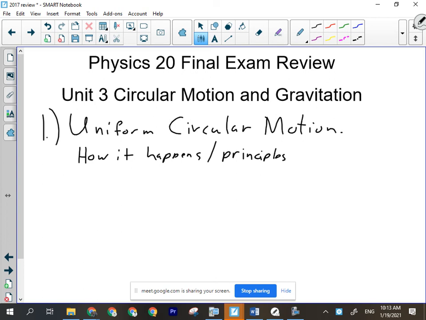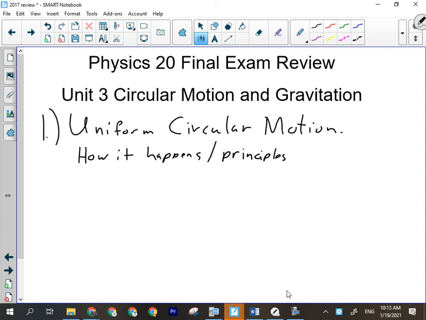So how it happens, the principles of it. Like I said, it's uniform accelerated motion. There's a force that's acting towards the center. That's what causes it to constantly change velocity. However, it is traveling at a constant speed. Even though it is accelerating, it is traveling at a constant speed. The magnitude doesn't change. Only the direction changes for an object undergoing uniform circular motion.